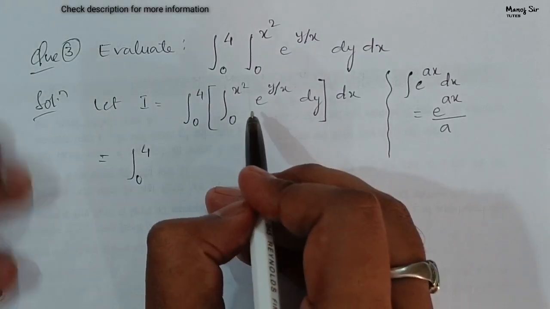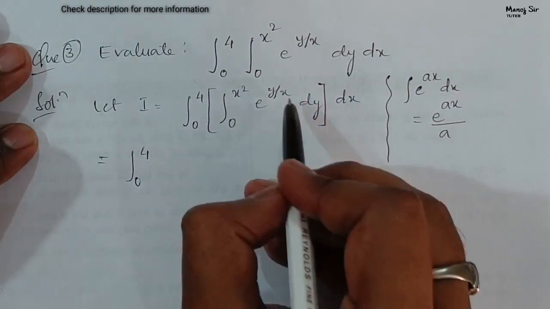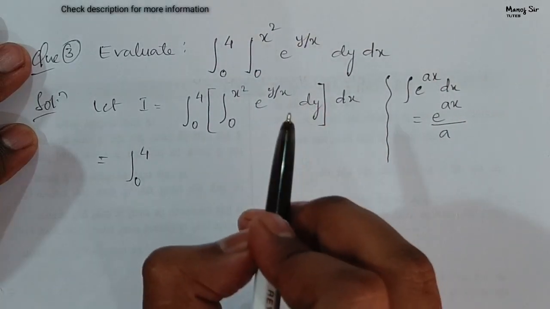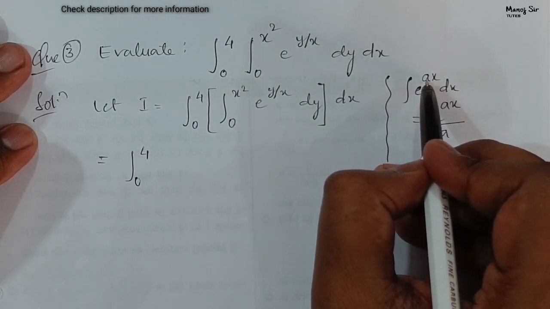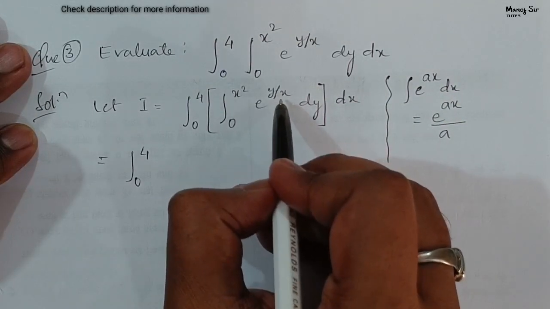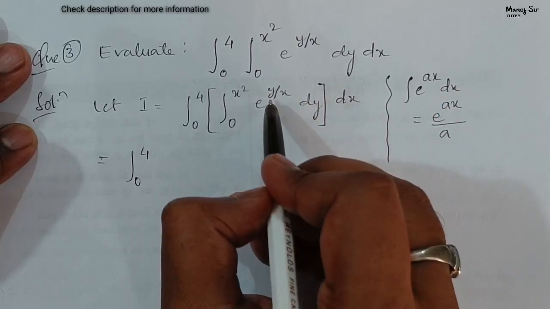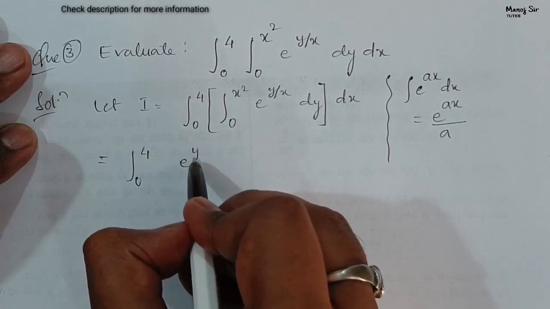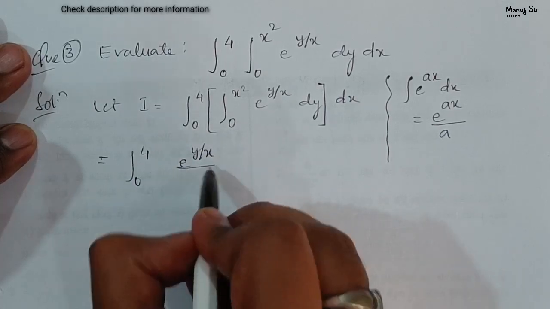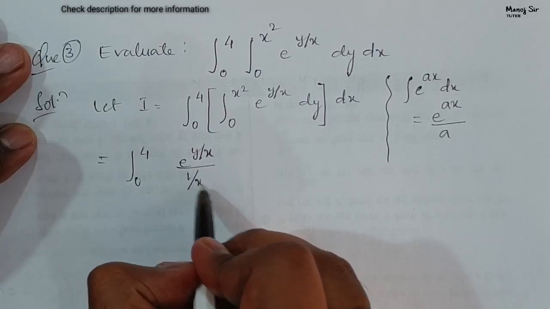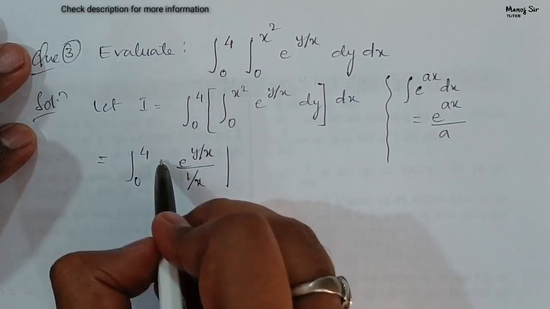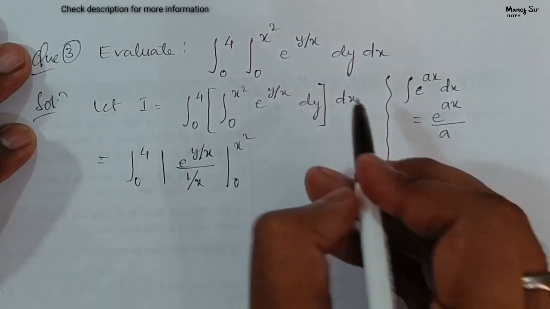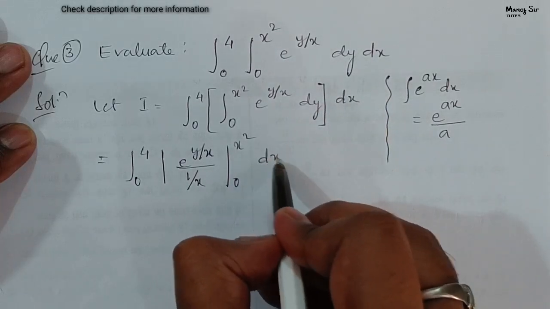Integration 0 to 4. Here, if we apply this same formula, there we integrated with respect to x, but here we are integrating with respect to y. There the coefficient of x is a. Here, the coefficient of y is 1 upon x. This is a very important part of this question. The coefficient of y is 1 upon x. So we can say e to the power y upon x upon the coefficient of y, that is 1 upon x. Again, the limit goes from 0 to x square. Now, don't forget to write this dx here.